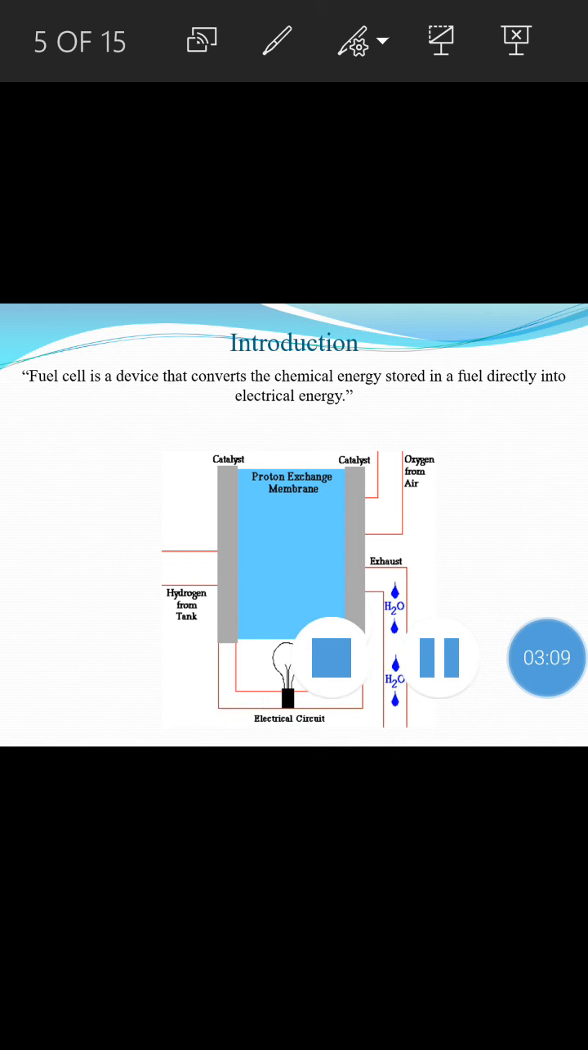where the liquid fuel is split into positive and negative ions. Negative ions pass through the electric circuit and positive ions pass through the proton exchange membrane. Both are collected at the cathode, where they meet with the oxidant and get converted into water and forwarded to the environment. So this figure is self-explanatory, and these are the various elements of a direct liquid fuel cell.